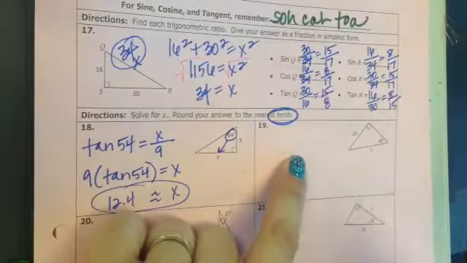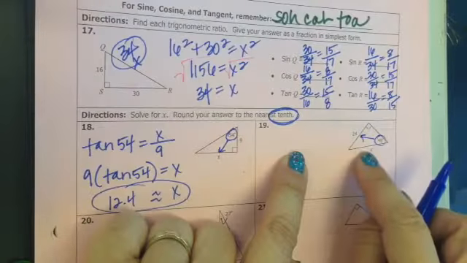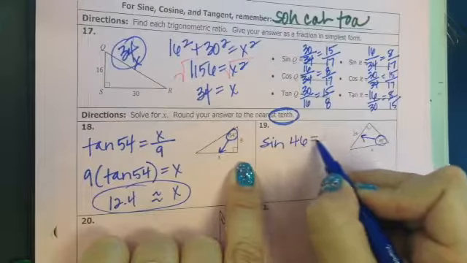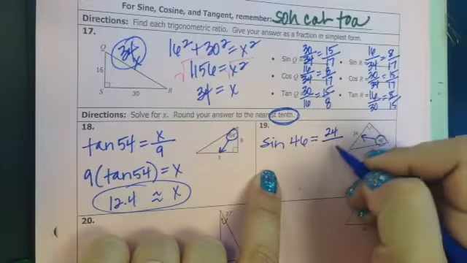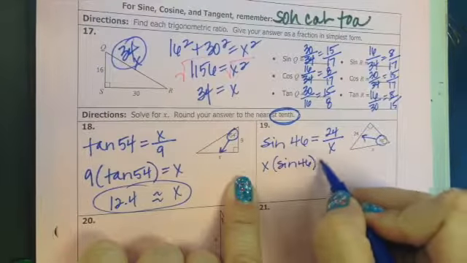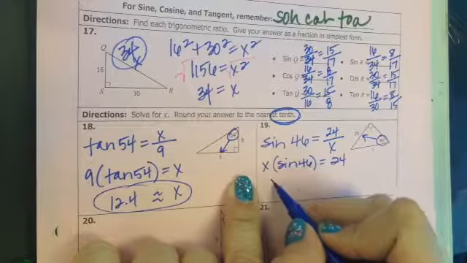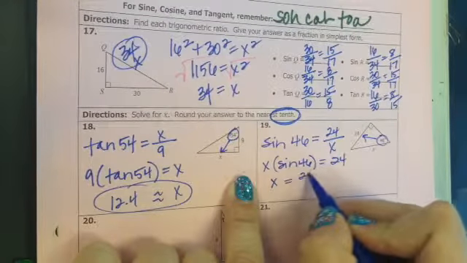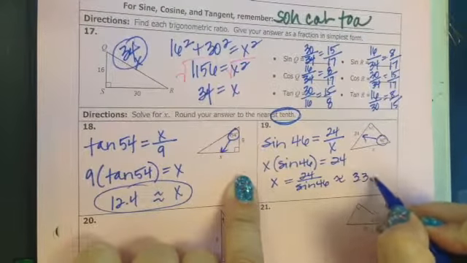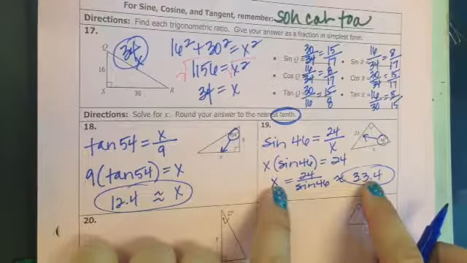Number 19. I have this angle. I know the side opposite it, and I'm looking for the hypotenuse. So I'm dealing with a sine ratio here. Sine of 46, opposite over hypotenuse. X times sine 46 is equal to 24. Multiply both sides by x to get it out of the denominator. Now I'm going to divide both sides by sine 46, 24 over sine 46, and that's approximately 33.4. Notice how I wrote what I was going to do and then just kept going and simplified it down to 33.4.